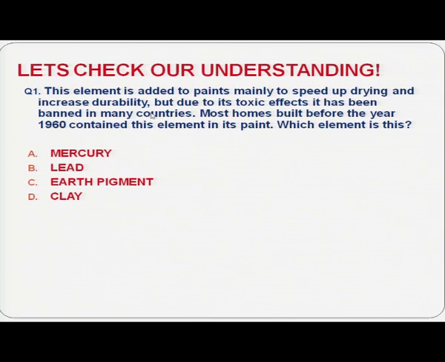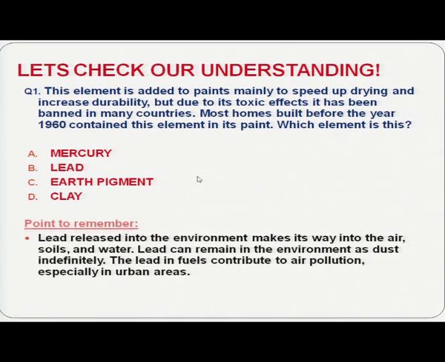Yes, you are correct. The correct answer is B, lead. Lead was used in paints and it is a pollutant because when released into the environment, it makes its way into the air, soil and water. Lead can remain in the environment as dust indefinitely. The lead in fuels contributes to air pollution, especially in urban areas. So, lead is a potent pollutant and it was used in the paints which we used in our homes. The use of lead has now been minimized after acknowledging its role as a pollutant.